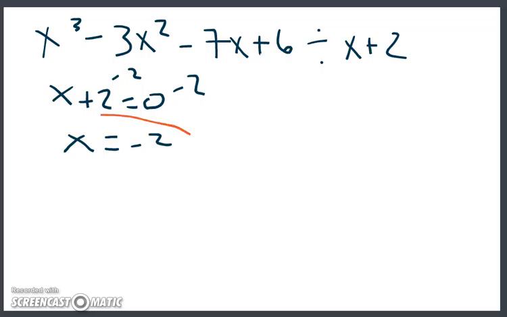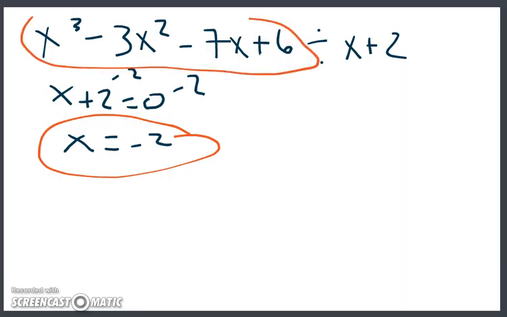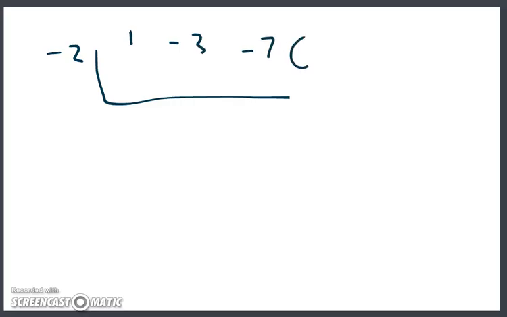So now we're going to use this to divide this. Alright, so let's set it up. So we have negative 2, which correlates with the x plus 2, divided by, since we're only going to use the coefficients, 1, negative 3, and negative 7 with positive 6.